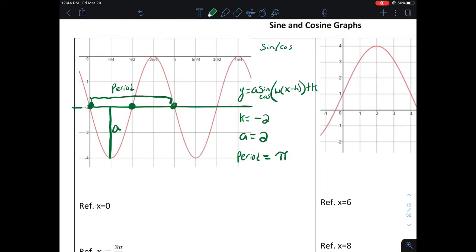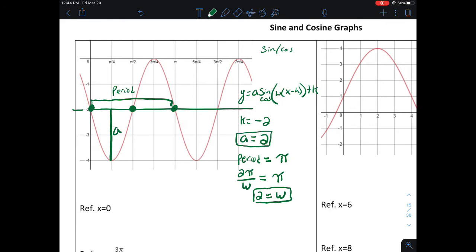Now we need to solve for the constant W, which is our horizontal stretch or shrink factor. Remember, period is equal to 2 pi divided by our horizontal stretch and shrink, so I have 2 pi over W. I'm going to set that equal to pi and then solve for W. When I do that, I multiply W to the other side and divide by pi, and I get W equal to 2. So I have W, A, and K.